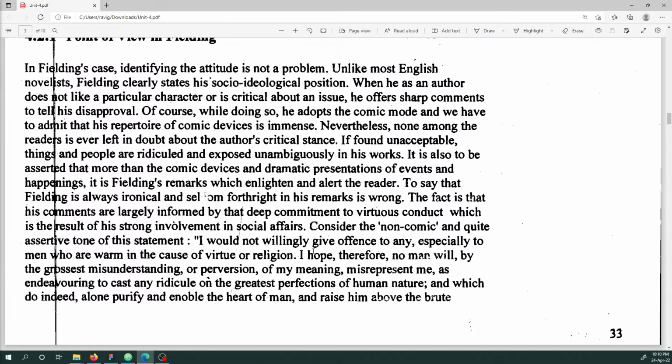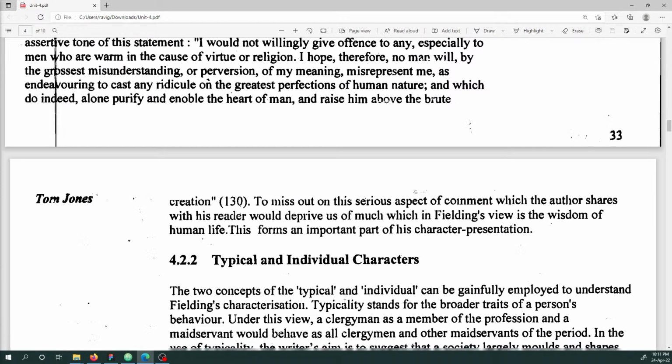I would not willingly give offense to any, especially to men who are warm in the cause of virtue or religion. I hope, therefore, no man will, by the grossest misunderstanding or perversion of my meaning, misrepresent me as endeavoring to cast any ridicule on the greatest perfection of human nature, and which do indeed alone purify and ennoble the heart of a man and raise him above the brute creation.